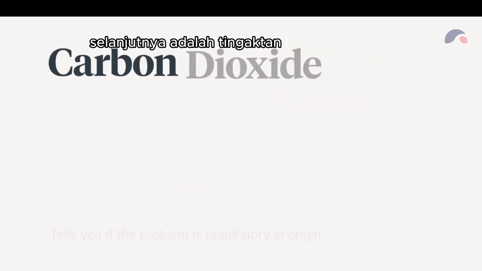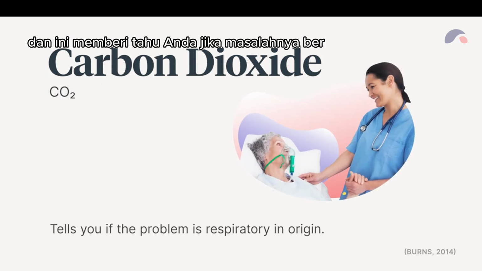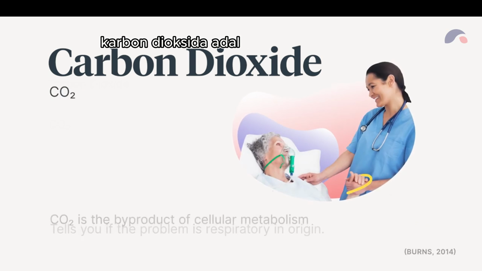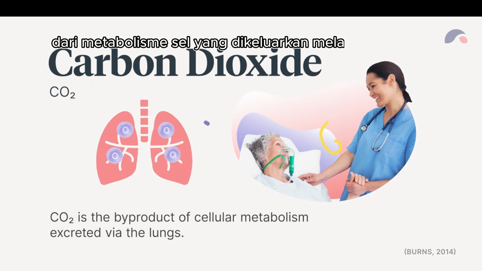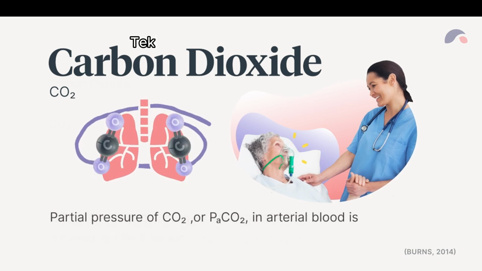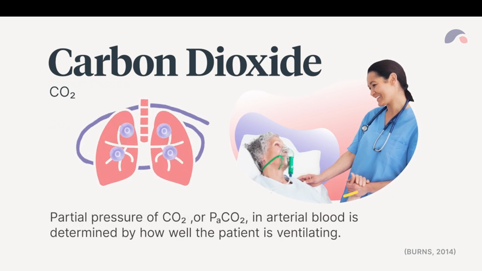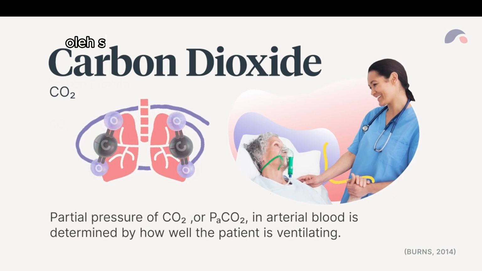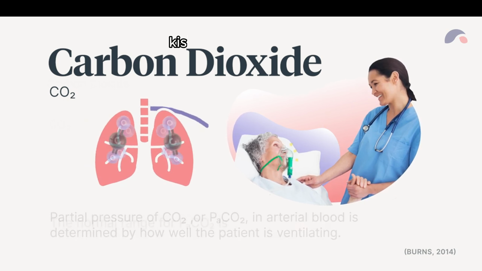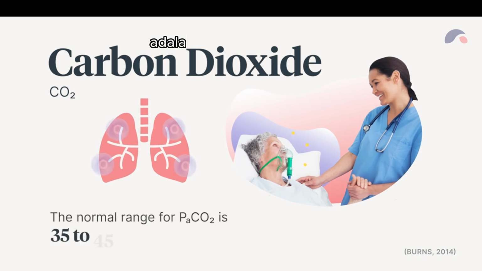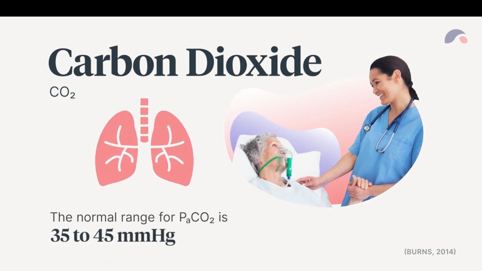The next value is carbon dioxide level, and this will tell you if the problem is respiratory in origin. CO2 is the byproduct of cellular metabolism excreted via the lungs. Partial pressure of CO2, or PaCO2, in arterial blood is determined by how well the patient is ventilating. The normal range for partial pressure CO2 is 35 to 45 millimeters of mercury.